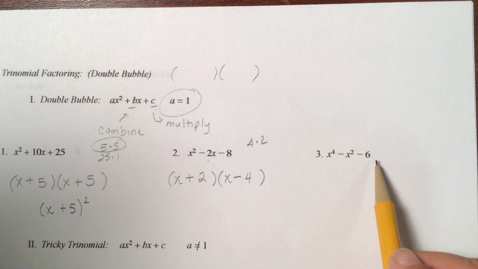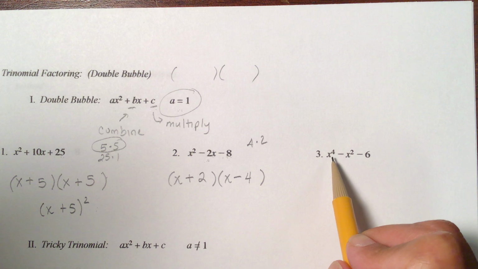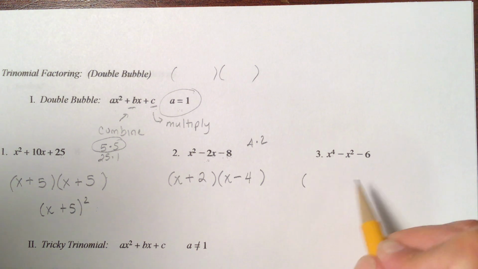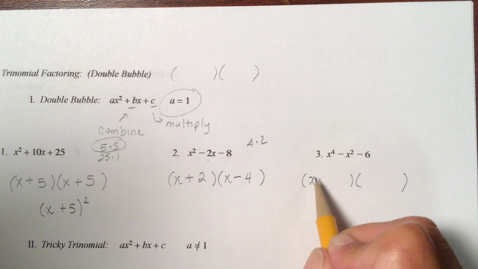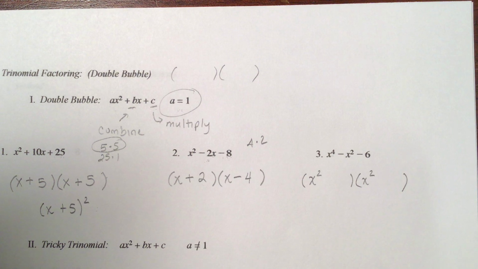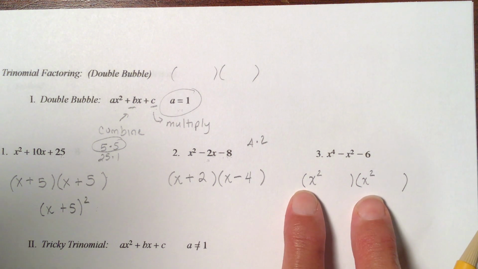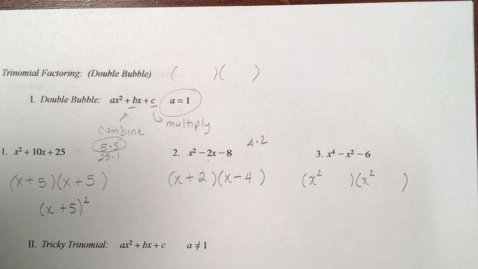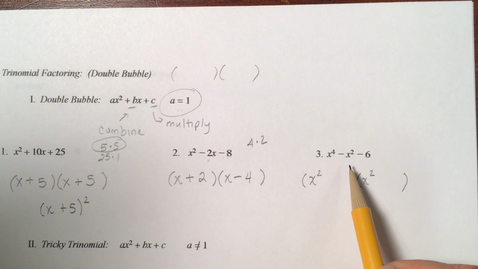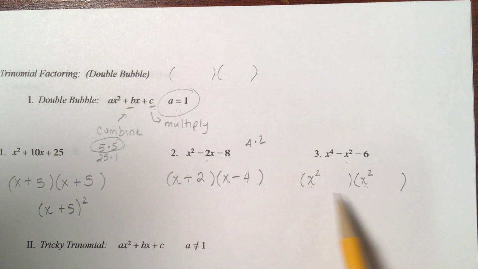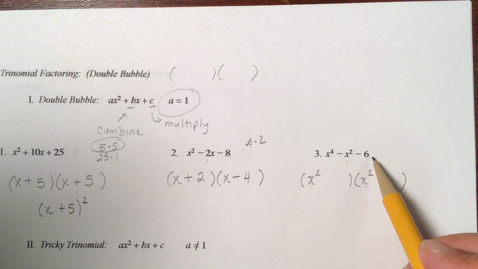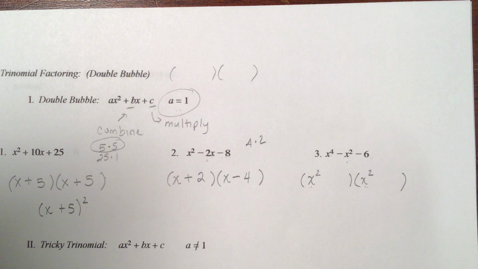X to the 4th minus x squared minus 6. So now my highest power is not x squared anymore. But if I write x squared and x squared in each term, when I multiply these two together, I am going to get x to the 4th. And a little hint here, if this is going to be able to be factored using this method, the middle term is always what goes there. So now I have x squared and x squared, and I need to think of two numbers that multiply to -6 and combine to give me -1.